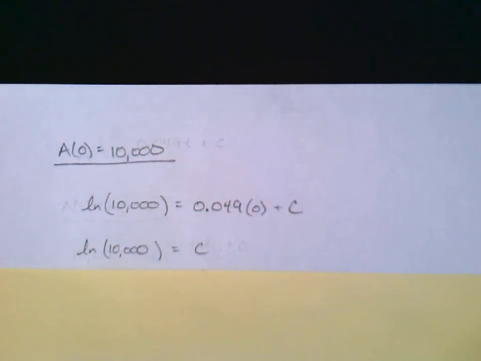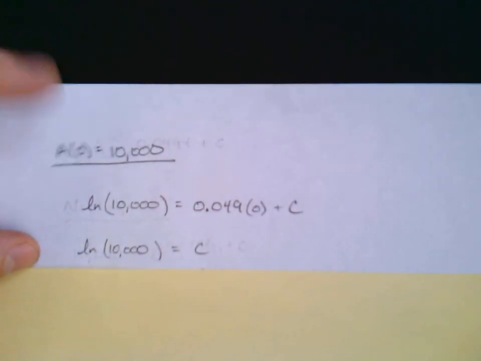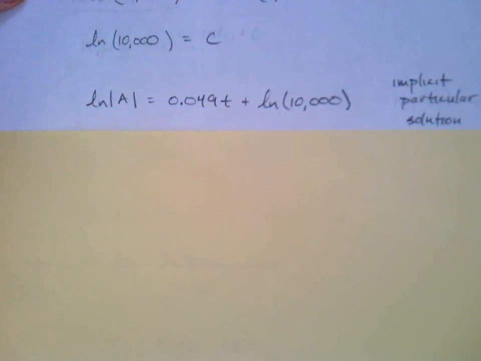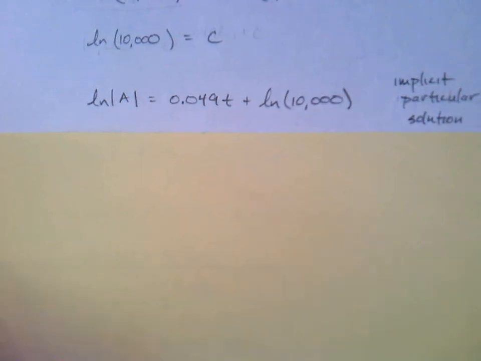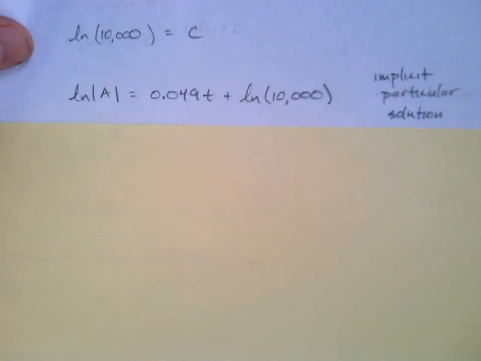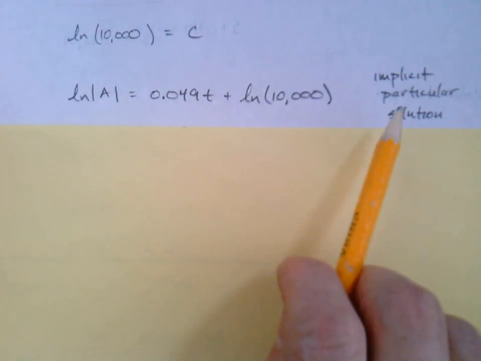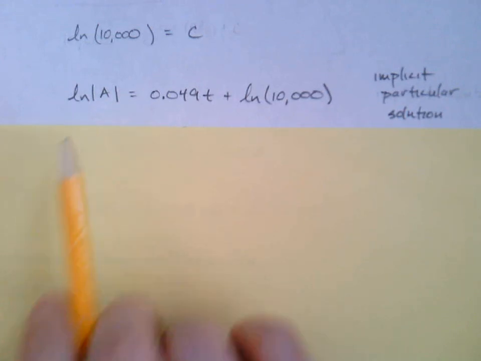Okay, so what do we do with that? Well, when you solve a particular solution, once you have the value of c, you take that and you put it back in to the c in your solution. And I even named exactly what we're looking at here. So a moment ago we had our general solution. Now we've got a particular solution, and of course it's implicit.